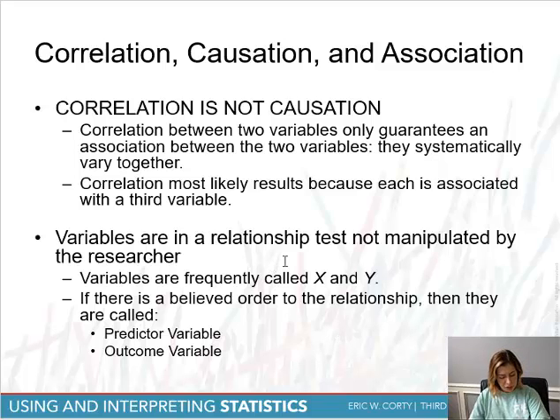So what you're also going to find in correlation is that the variables that we are measuring are often referred to as variables X and Y. So for each case, we're going to measure two things, X and Y. And oftentimes, if we think there's an order to that relationship, we might call X the predictor and Y the outcome.